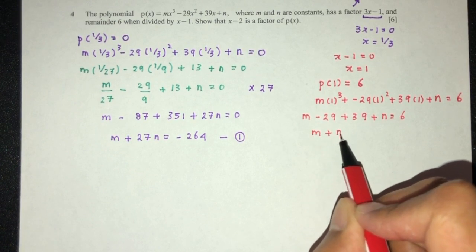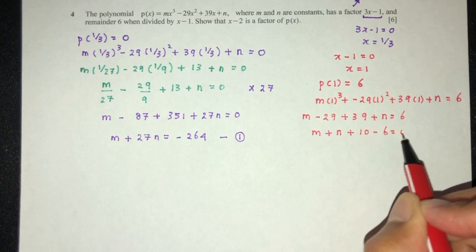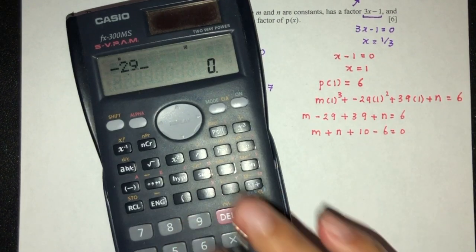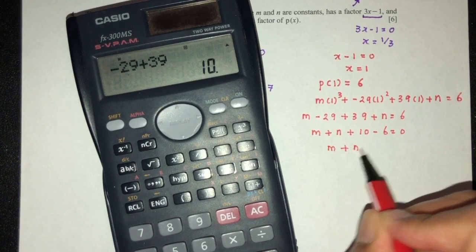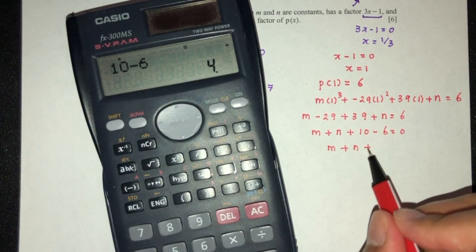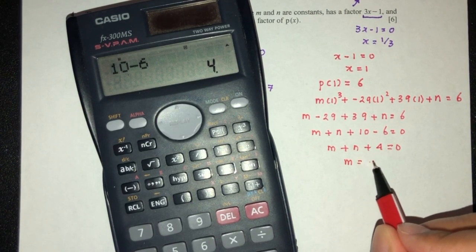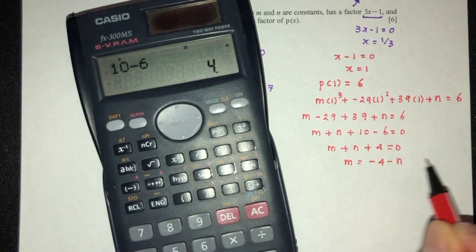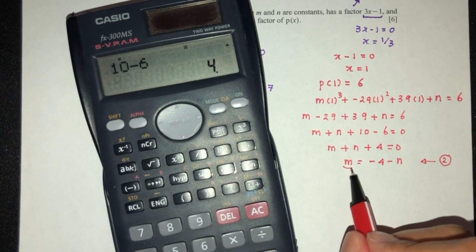M plus n, that will be plus 10 minus 6 has to be 0. Let's check. Minus 29 plus 39, that will be indeed 10. So let's simplify. M plus n, that will be what? Plus 10 minus 6, that will be 4, has to be 0. So m can be minus 4 minus n. Again, this is my equation number 2, where I express m as the subject of formula.